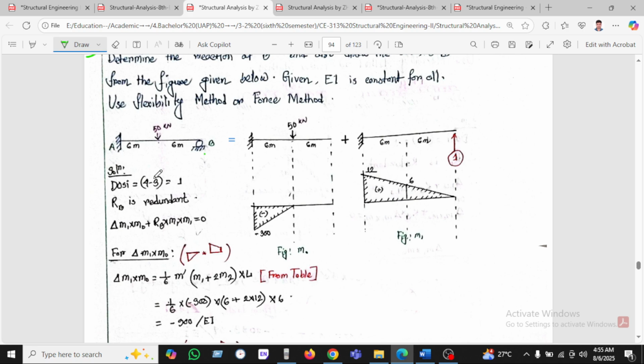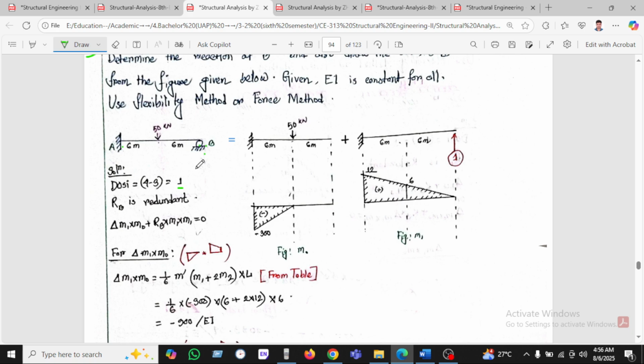As we know, this is the 3 and this is the 1. This is the 4. 3 plus 1 is 4. 4 is greater than 3, as we know the equilibrium equations, summation of Fx, Fy, and moment, are 3. 4 minus 3 equals 1. So we have one redundant.